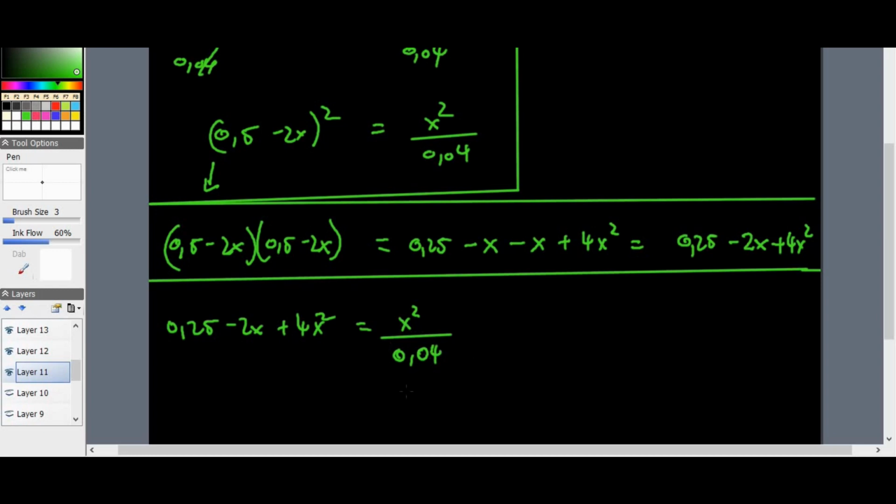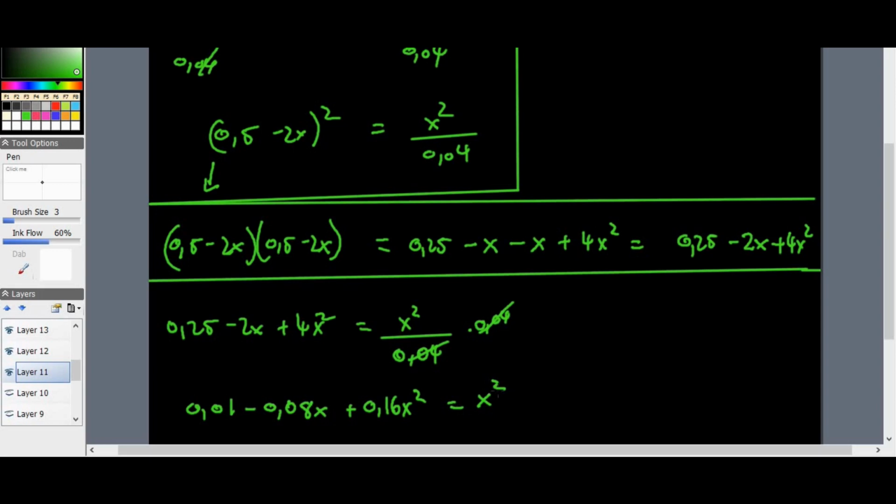So if you take the other side, if you take the 0,04 back over and apply that out, we'll have 0,25 times 0,04, hope I haven't made a mistake in this because this is going to be very annoying, that's going to be 0,01, and then 0,04 times 2 is going to give me minus 0,08x, and then that times 4 is going to give me plus 0,16x squared. It's going to equal x squared.